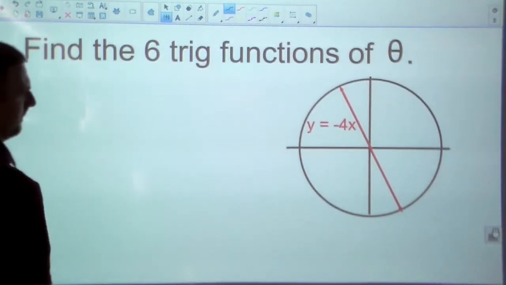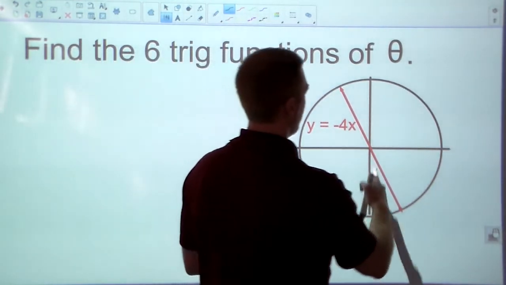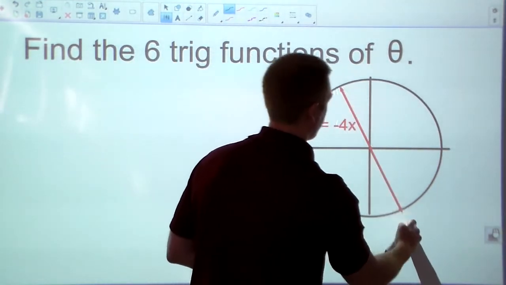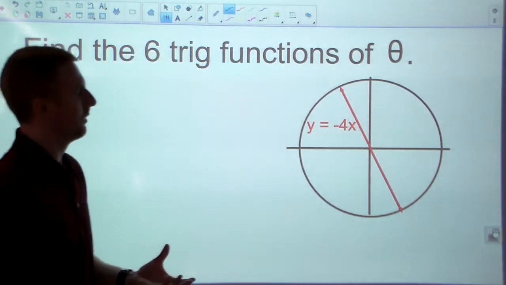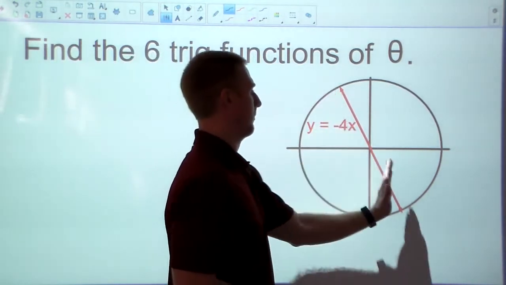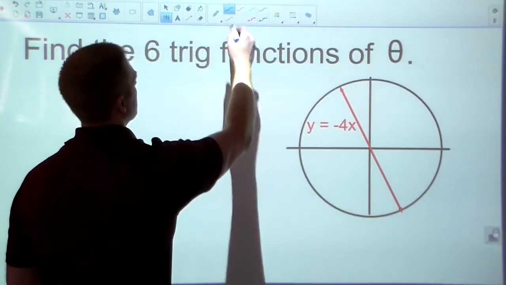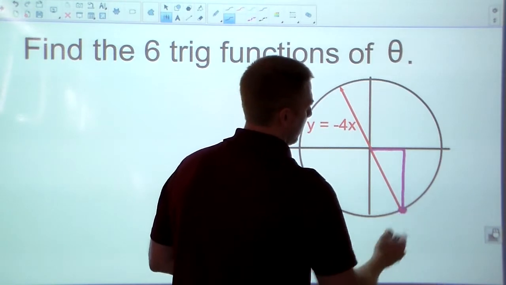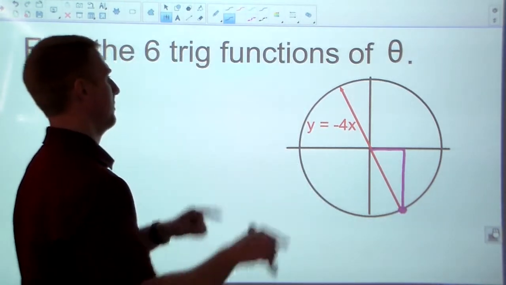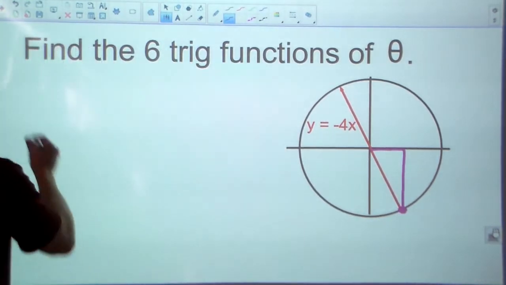So here's a little sketch of it. On the unit circle, y equals negative 4x goes through the origin, looks like this. If we tried to make an angle out of this, we could be doing either second or fourth, but it tells us it's in the fourth. So we want to set up our triangle this way. Now this is probably a good time to skip to the next slide and then come back.